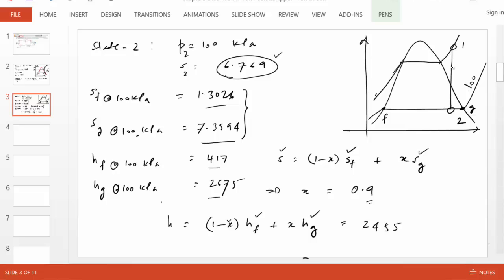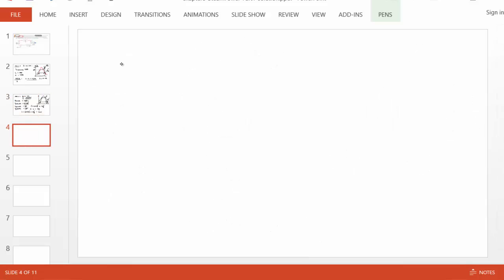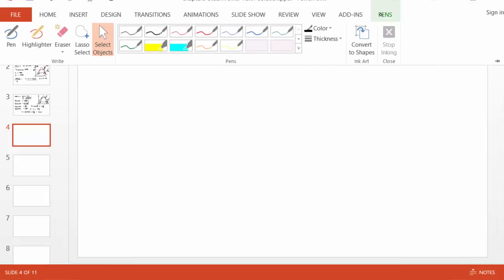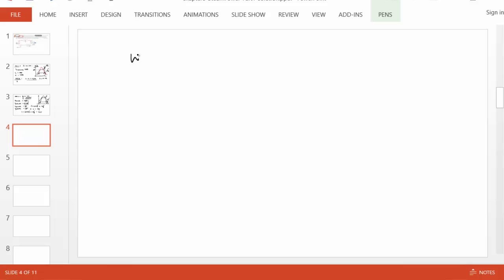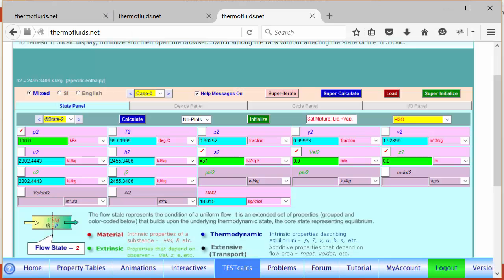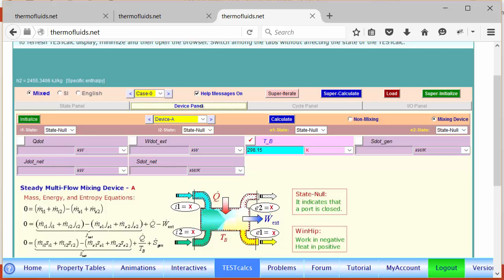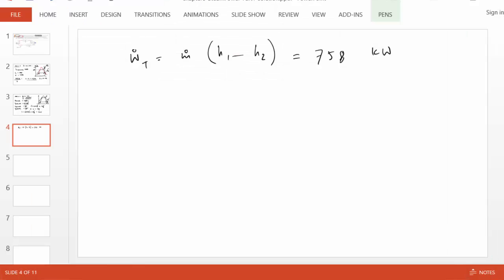So now that we found state 1 and 2, we can go and analyze the turbine. Recall the turbine formula. Okay, let's go and verify that, which is very simple. Go to the device panel. Device A is the turbine, inlet, exit, no heat transfer, 758. So you got the turbine right.